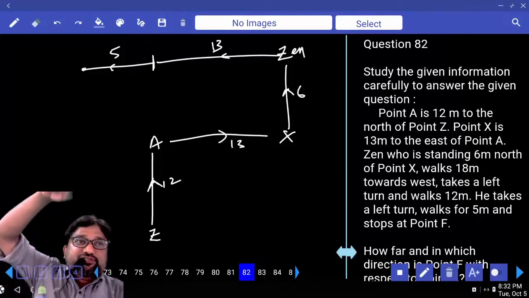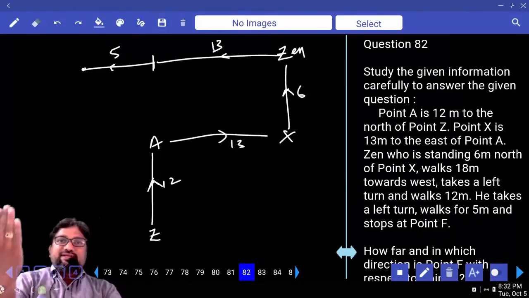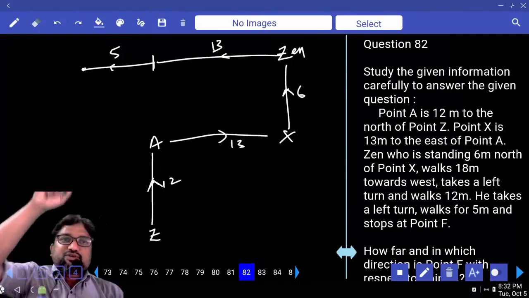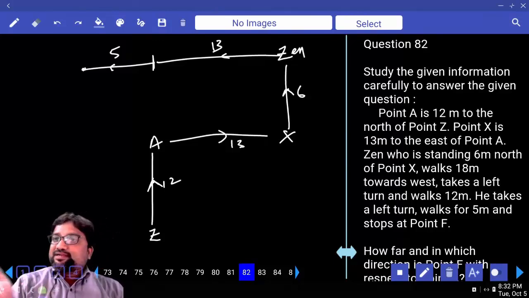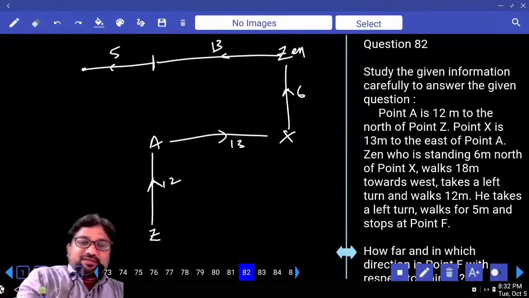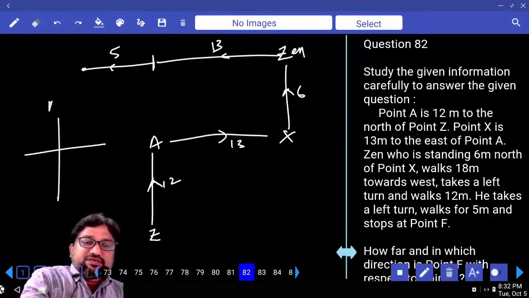Now if you're going towards top direction, imagine India map is before you, you're going towards the top direction and you're going towards north. You take a right turn. So this is India map and this is north.